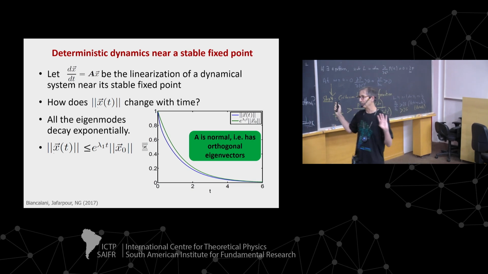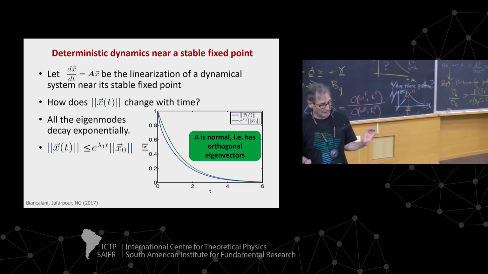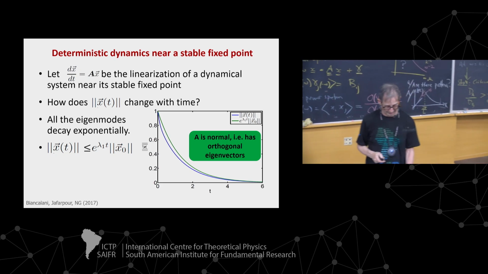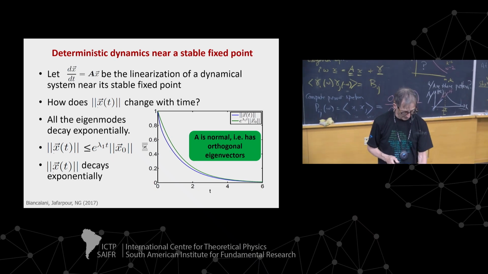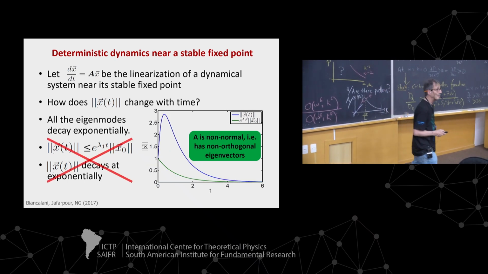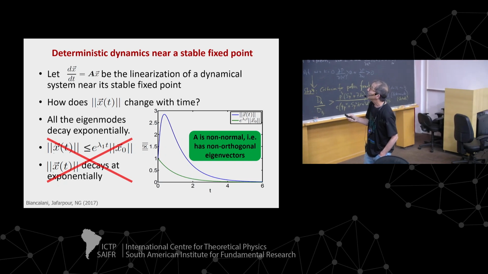That's what you've always been taught in your classes, and it's absolutely true as long as the linear stability operator is a normal operator, has orthogonal eigenvectors. But if the operator is not normal, that means it doesn't have orthogonal eigenvectors. And then when you do the perturbation, its behavior is non-monotonic in time. First of all, it grows, and then it decays.